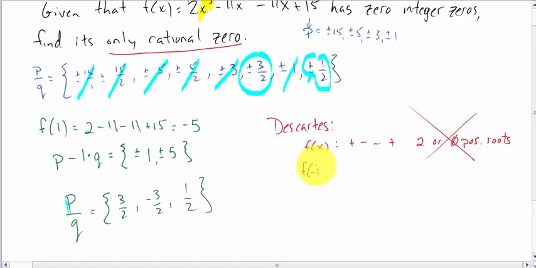So let's look at f of negative x for Descartes' rule of signs. There we end up with negative coefficient, positive, positive. So this says that there's 1 negative root or 0. But if there are 0 positive roots, that means there has to be 1 negative. So there is our only rational 0.